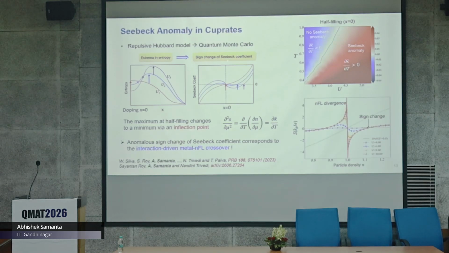And finally we plot the Seebeck coefficient as a function of doping, or the density, for a fixed temperature for different interaction scales. And here again we can explain the Q-plate experiment: the Seebeck coefficient diverges near the half filling point, and it shows the anomalous sign change at some intermediate doping.